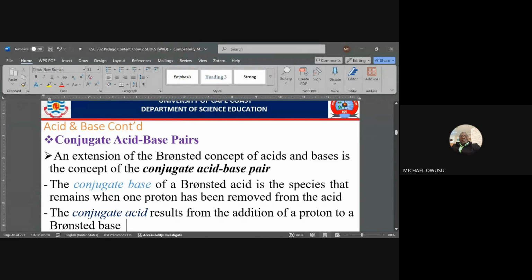Now, let's look at conjugate acid and conjugate base pairs. With this, I want us to take just a 5 minutes break. Then we talk about this. So I'm giving you a break of 5 minutes. Just relax your brain, and then we will continue with conjugate acid base pairs.